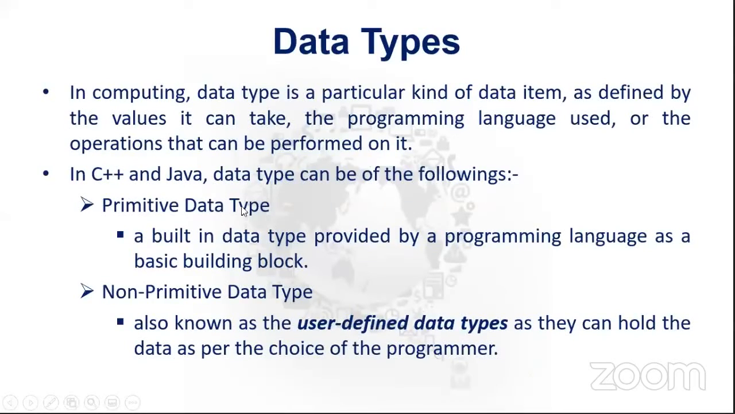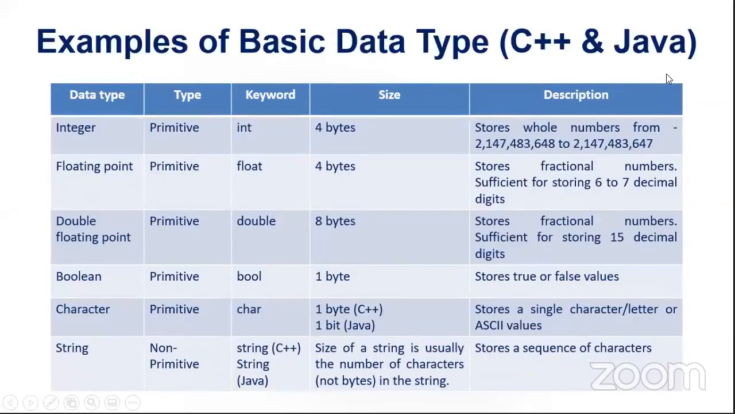It can be primitive data types or non-primitive data types. A primitive data type is a built-in data type provided by the programming language as the basic building block, whereas a non-primitive data type, also known as user-defined data type, is used to hold the data as per the choice of the programmer. So here we have the examples of some basic data types in C++ and Java.